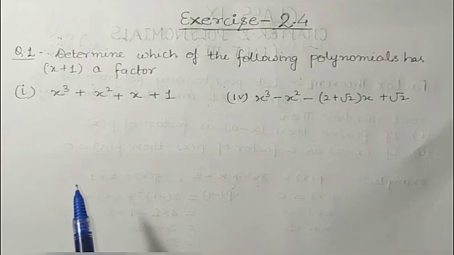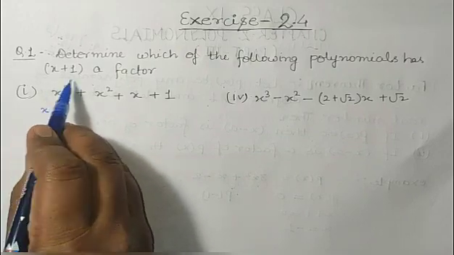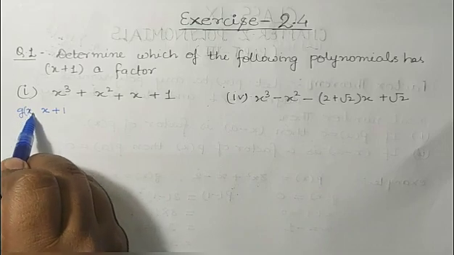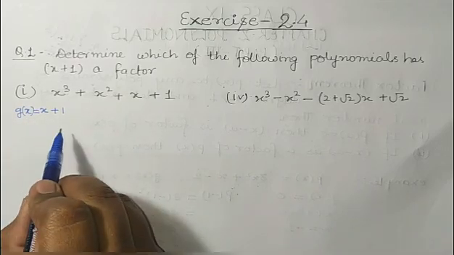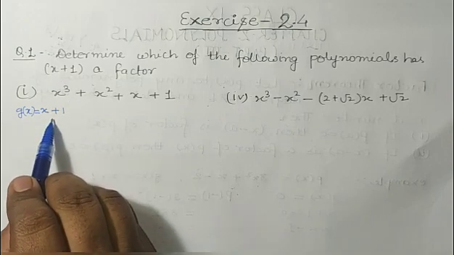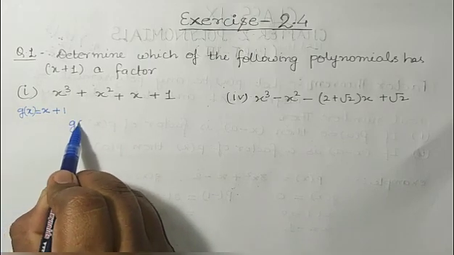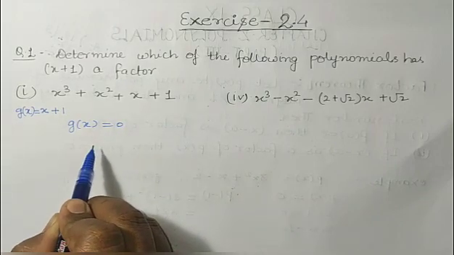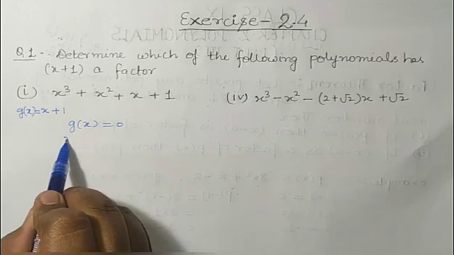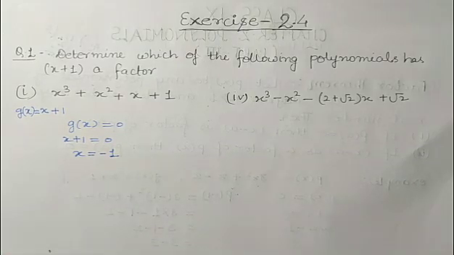So what you will do here, firstly you will suppose that this x plus 1 is your divisor. Then you will find the remainder when you divide this polynomial by this polynomial. How will you find the remainder? Firstly you will make this divisor equal to 0. When you make x plus 1 equal to 0, you will get the value of x, that is minus 1.